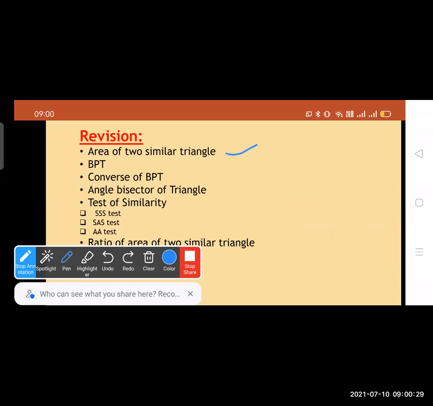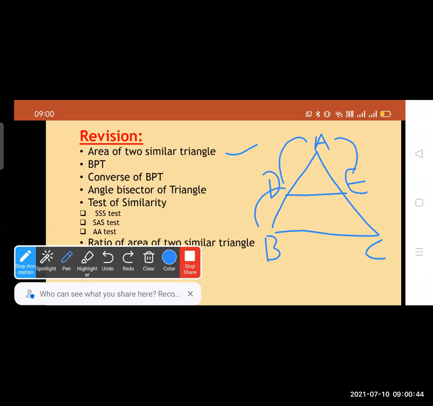Then the BPT theorem, the basic proportionality theorem. We apply it when one triangle is given and a line is parallel to one of the sides of the triangle, then we say that AD by DB is equal to AE by EC. This is the BPT theorem. And the converse of the BPT theorem: if the ratio is equal, AD by DB is equal to AE by EC, then we say that line DE is parallel to BC. That is the converse of BPT.